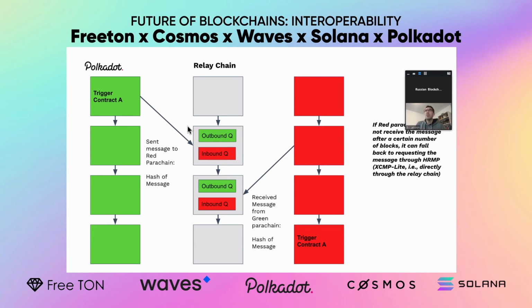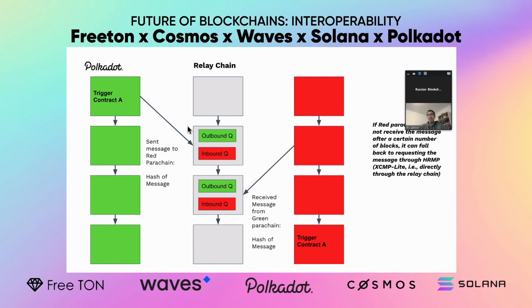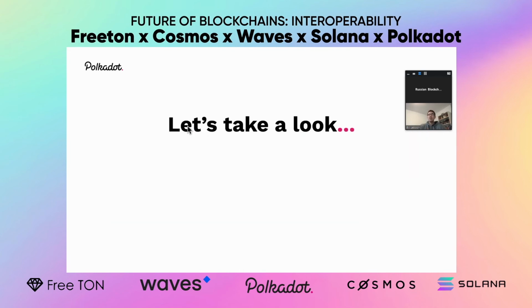And when the red parachain gets this message externally through the nodes, then it can verify that with the relay chain, and it issues a hash that yes, it received this message, and lets the relay chain know that it did in fact receive it, and then it triggers the contract. So that's this in theory.